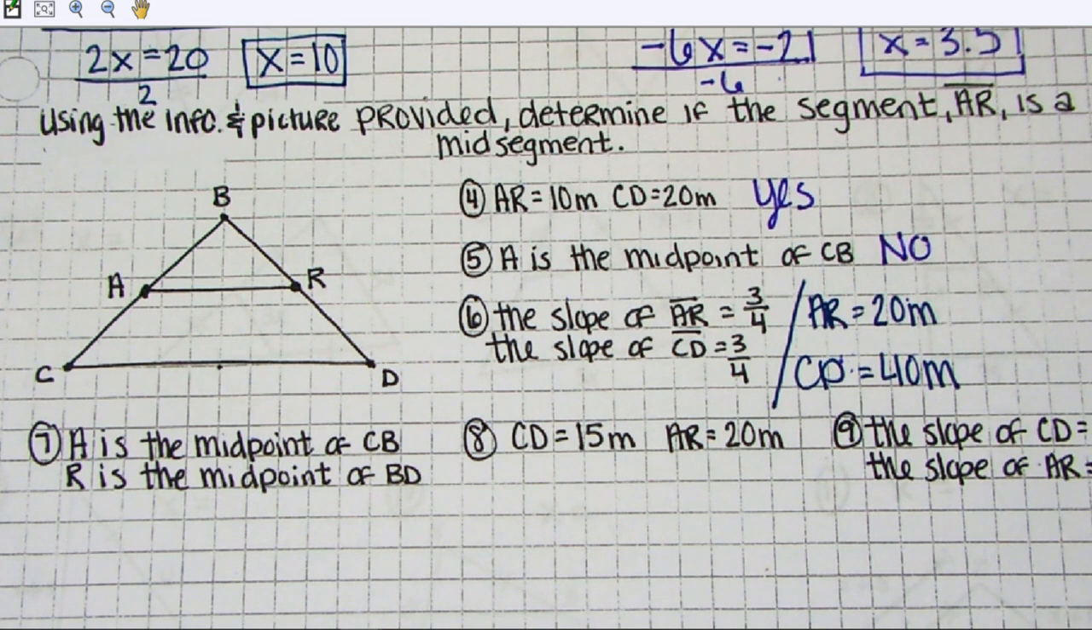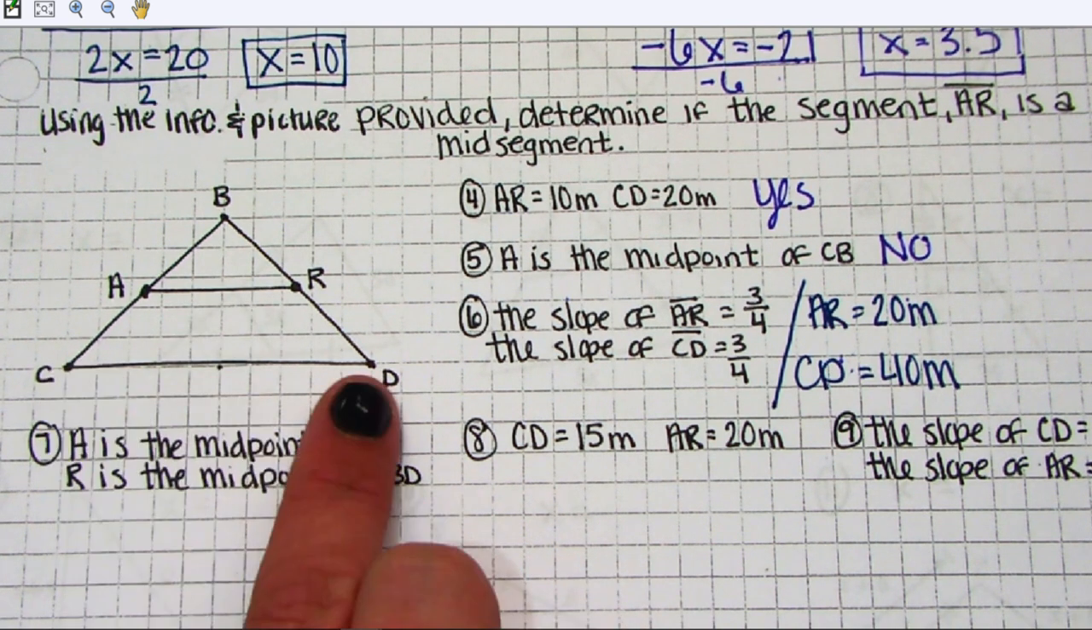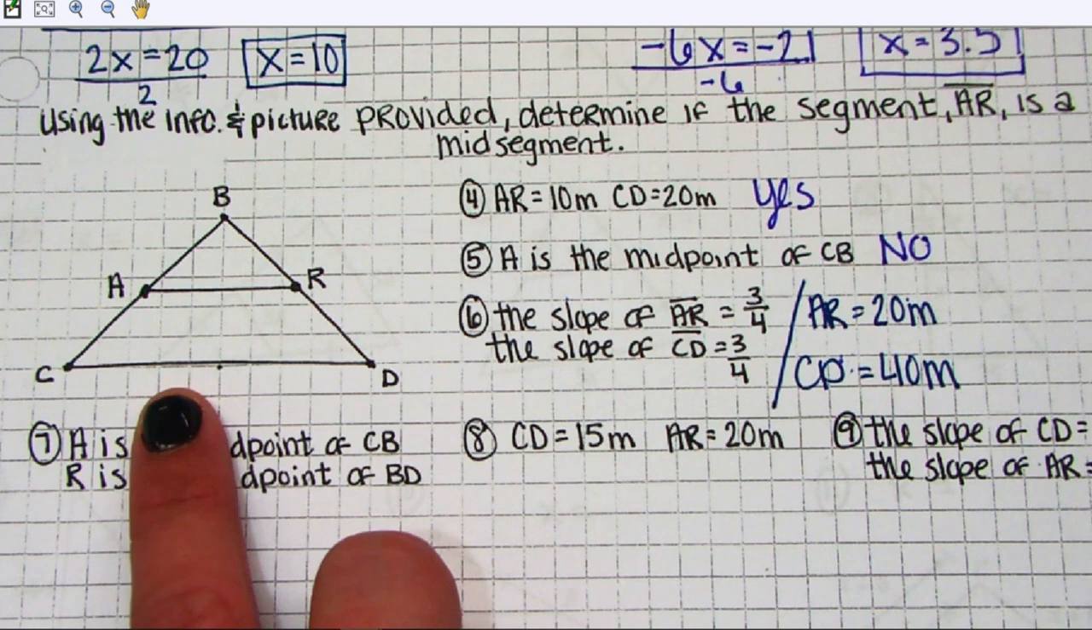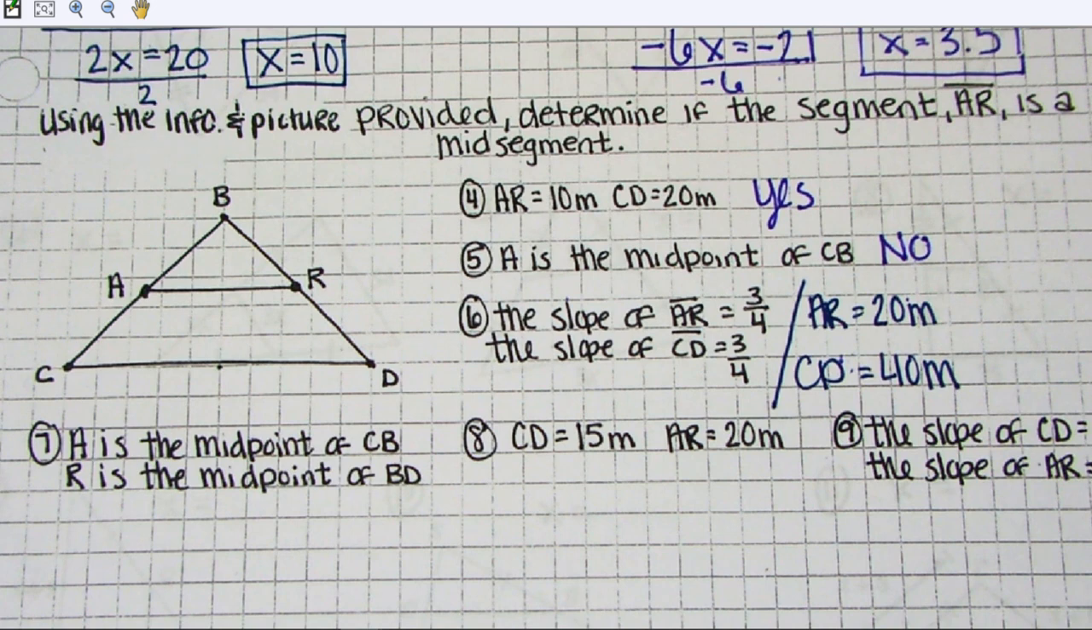All right. Number 6. The slope of AR is 3 over 4, and the slope of CD is 3 over 4, as well as AR being 20 and CD being 40. Is that enough information? The slope of this line here is 3 over 4, and the slope of this line here is 3 over 4. And AR is 20 and CD is 40. Haley, what do you say? Haley says yes.